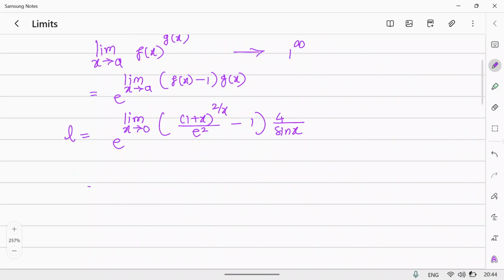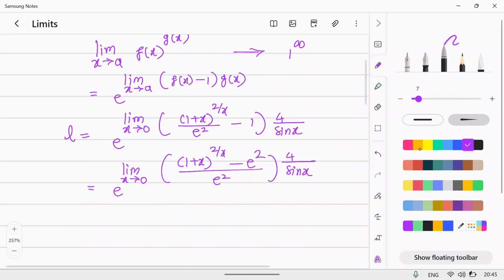Okay, and what would that be? e raised to limit x tends to 0, and once you cross multiply, this will be (1 plus x) raised to 2 by x minus e square upon e square into 4 by sin x, and that is how you will get the answer. Now we all know that sin x can be very easily solved. How can I solve this? Let us say I divide it by x and multiply by x. That way it will be very easy.